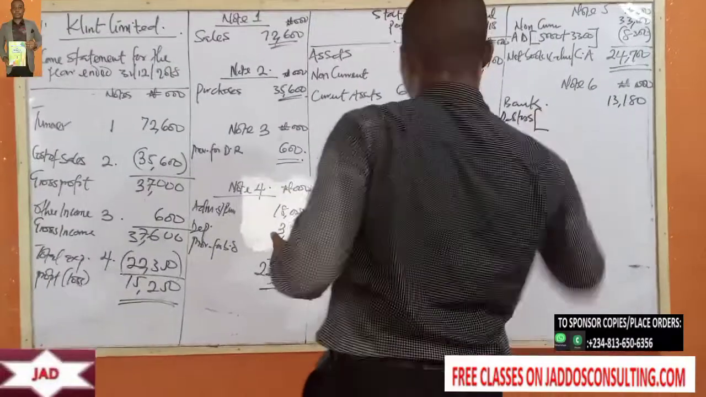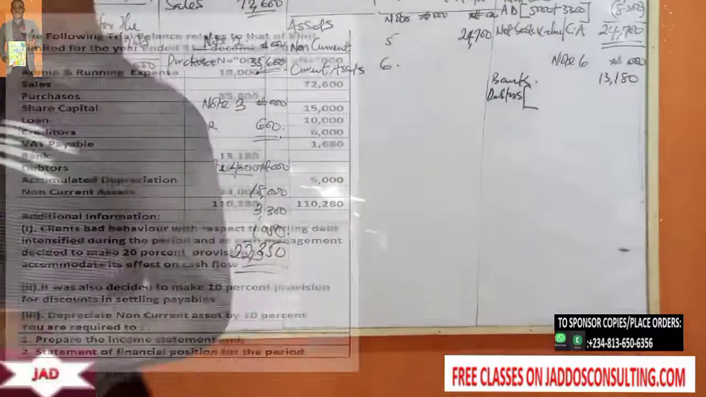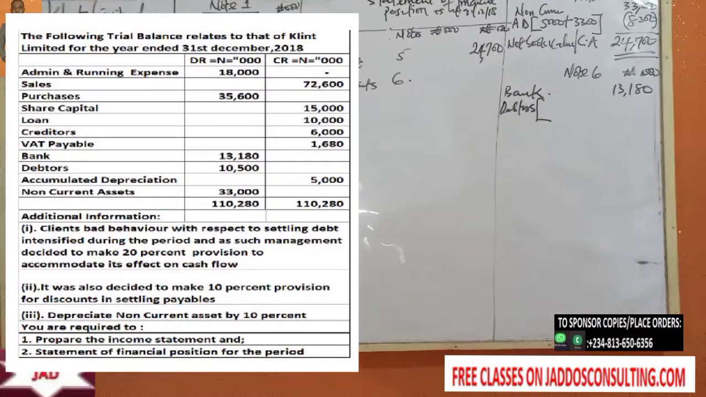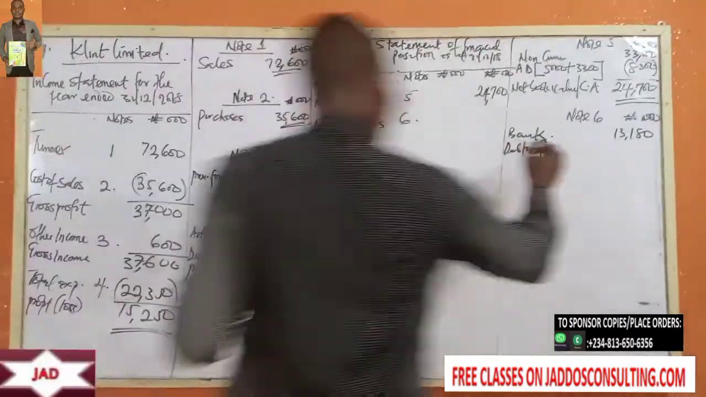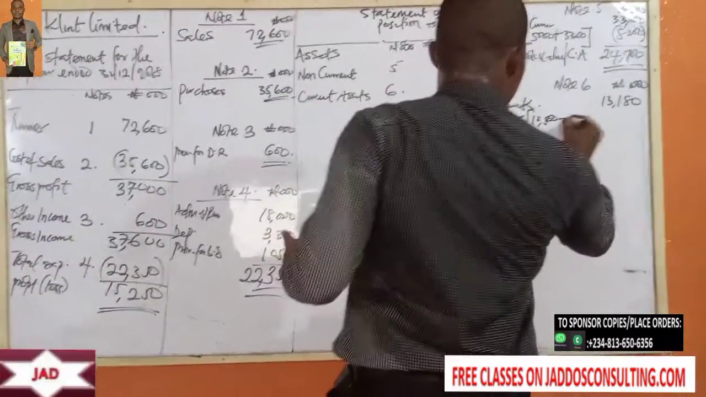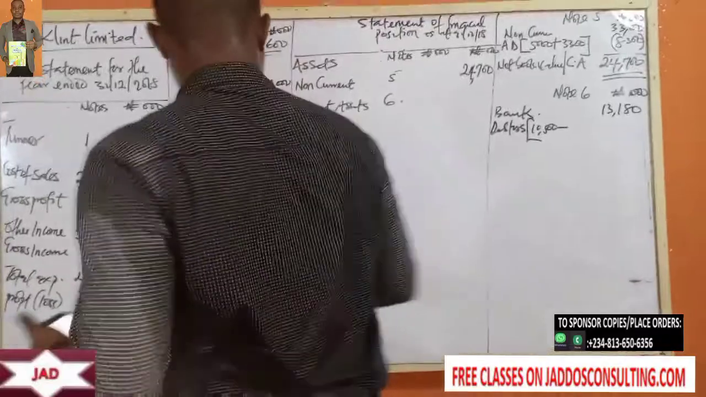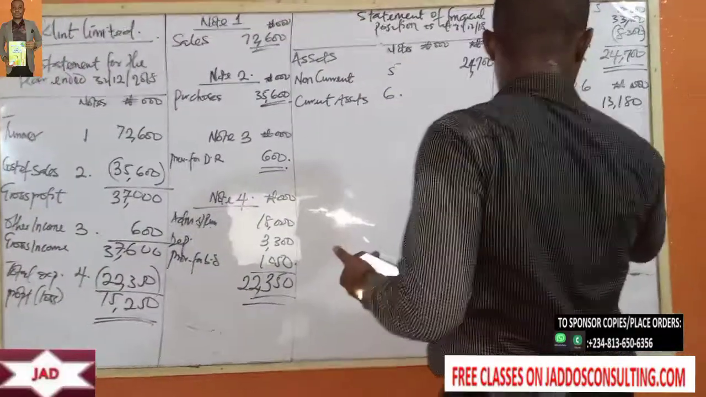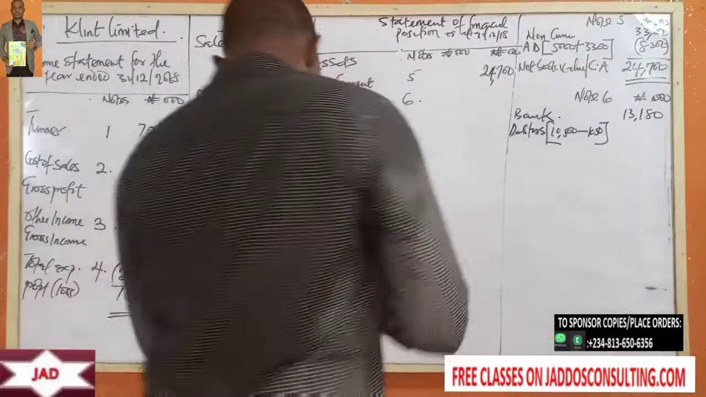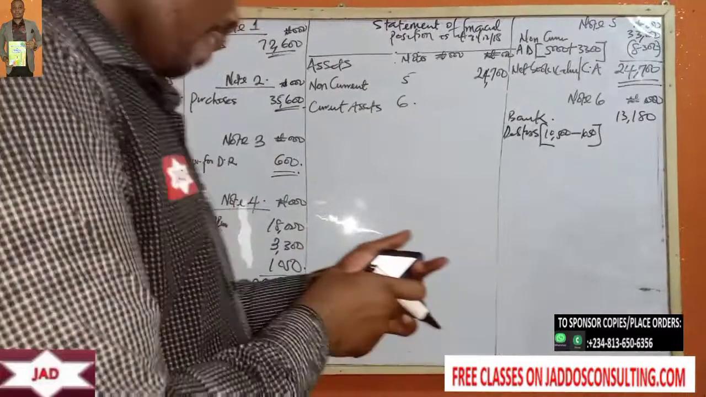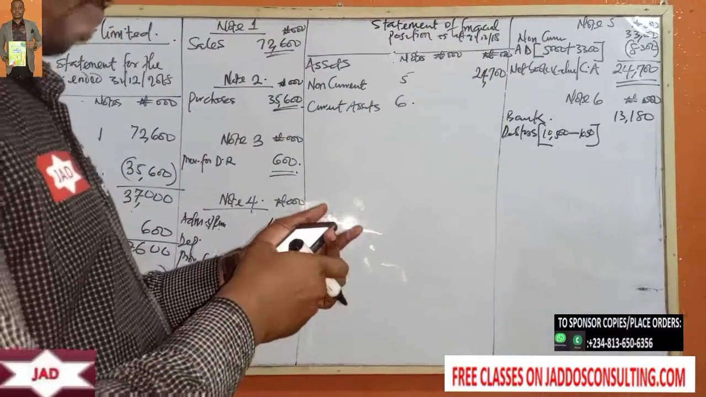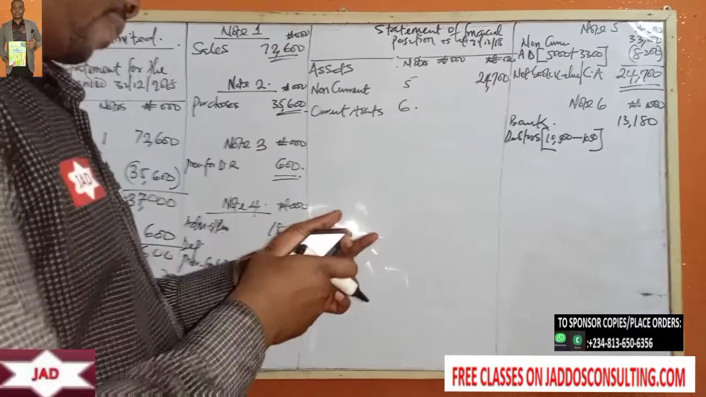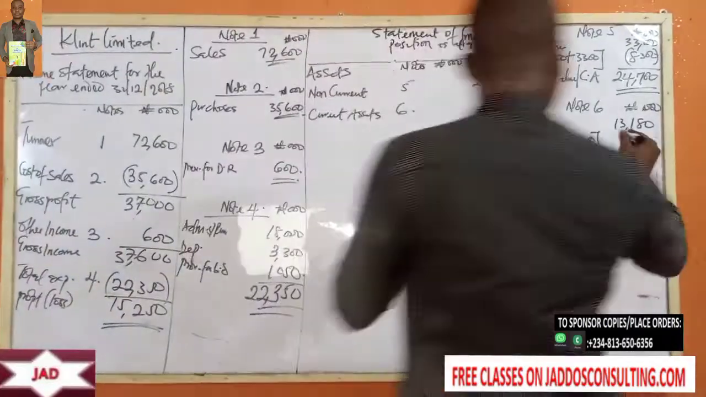Debtors. Remember, we made provision to reduce what we're expecting from our clients. So debtor here is 10,500 minus what provision we made? 1050. So we have 10,500 minus 1050. So what do you have? 9,450.